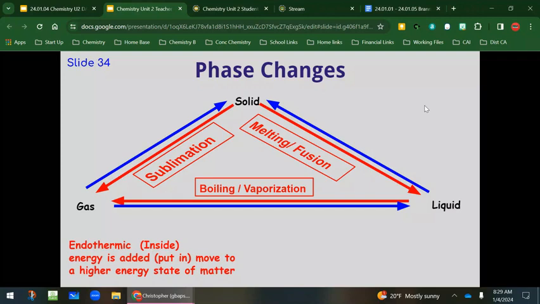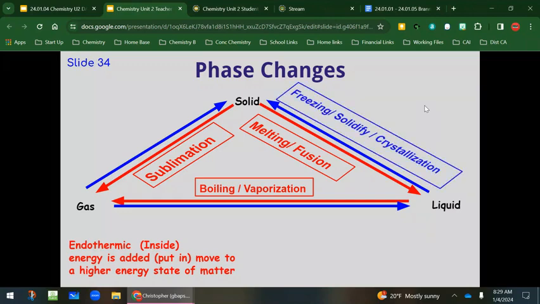Endo means inside. So you are going to be adding or putting heat into these things to get ice to melt and become liquid water, to get water to boil and become vaporous steam. Okay? Now, what do we call going from a liquid to a solid? Freezing. Actually, two other terms: solidifying or crystallization.